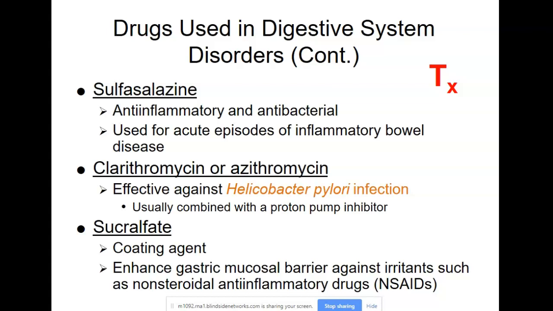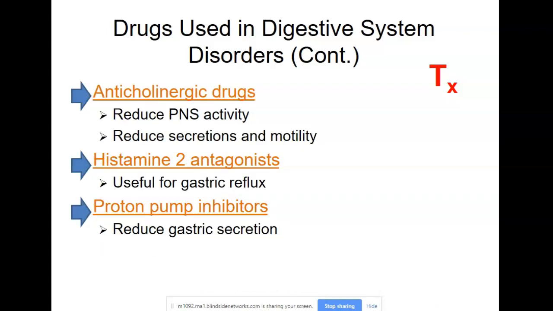And then you also have sucralfate, and this is a coating agent. This is basically done to enhance, maybe not increase mucus, but help make the mucus hardier in your stomach to prevent your acid from destroying or hurting your own stomach tissue itself. So it helps enhance the ability of the mucal layer to be effective.